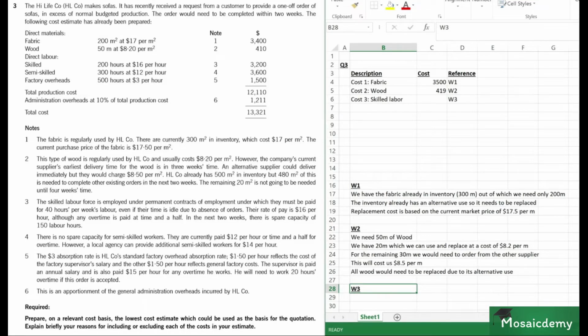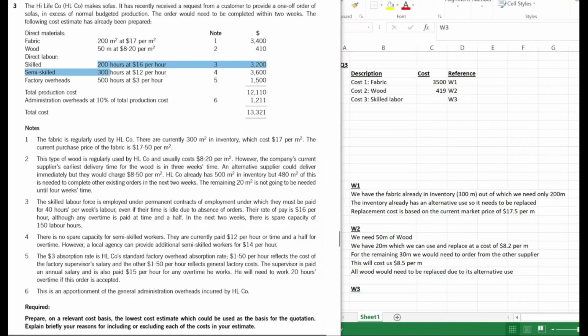So what do we have? The skilled labor force is employed under permanent contracts of employment under which they must be paid 40 hours per week's labor, even if their time is idle due to the absence of orders. Okay, fair enough. The rate of pay is $16 per hour, although any overtime is paid at time and a half. In the next 2 weeks, there is spare capacity of 150 labor hours. Okay, so they haven't told us how many hours we need. If we go up to the table, we need 200 hours.